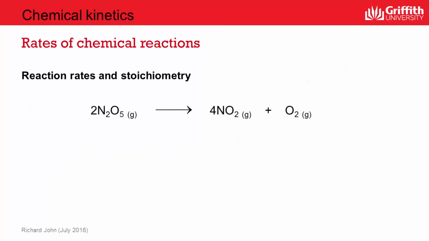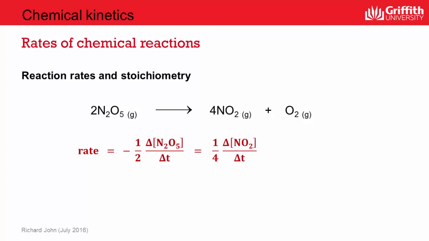To equate the rates in this case, we must take into account the stoichiometric coefficients, and we must divide the rate of disappearance of N2O5 by 2. That is, we divide it by its own stoichiometric coefficient in the balanced chemical equation. So we get an expression for the rate being minus a half times the rate of disappearance of N2O5. And remember, the minus sign is present because N2O5 is a reactant.